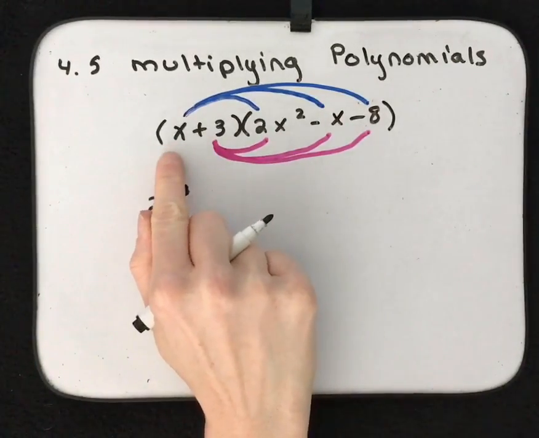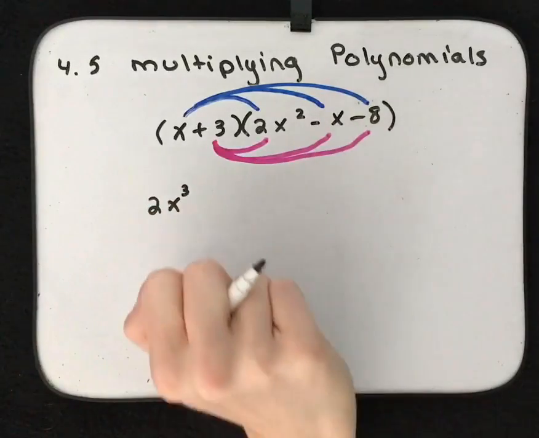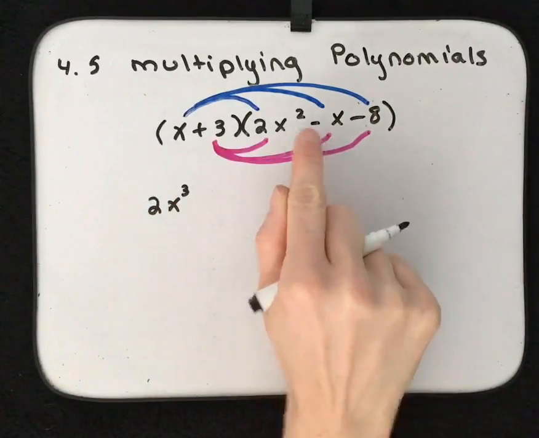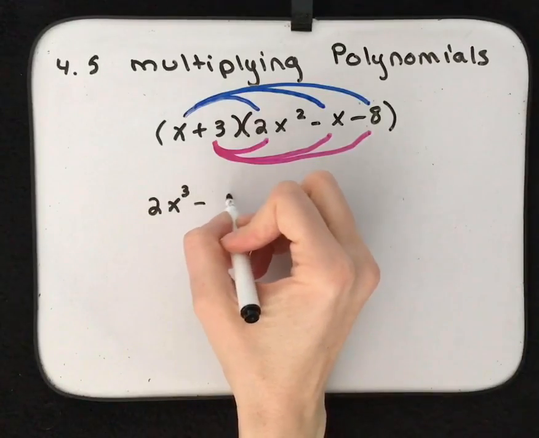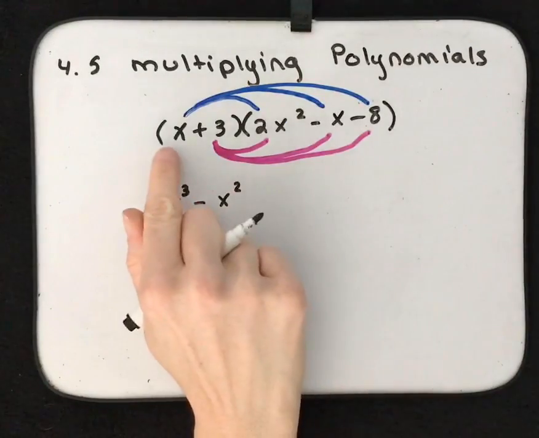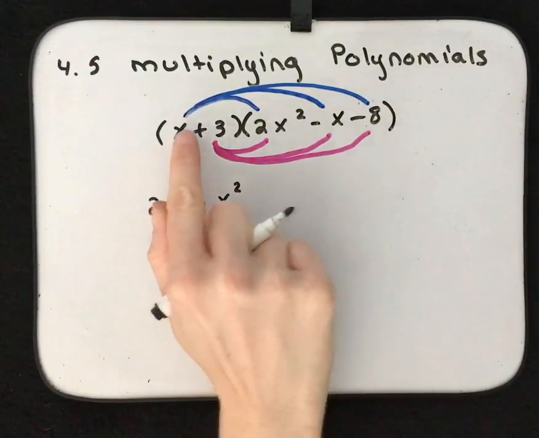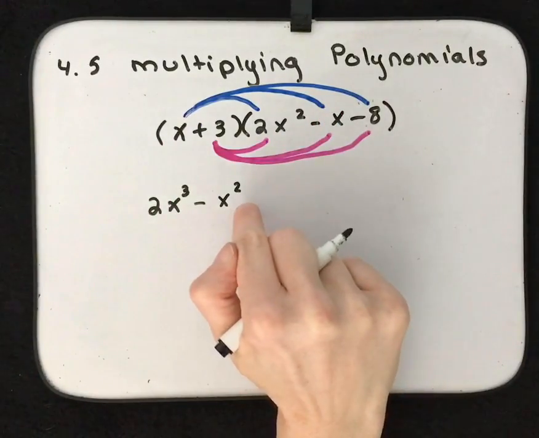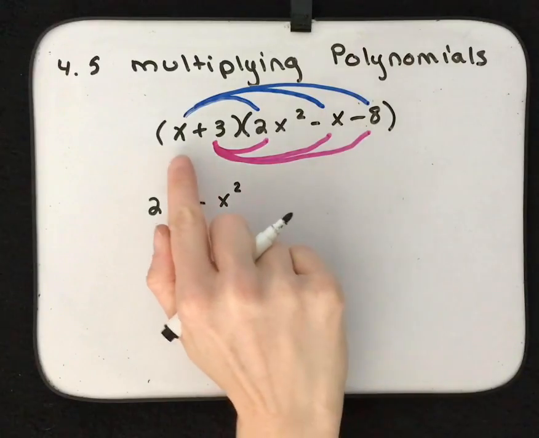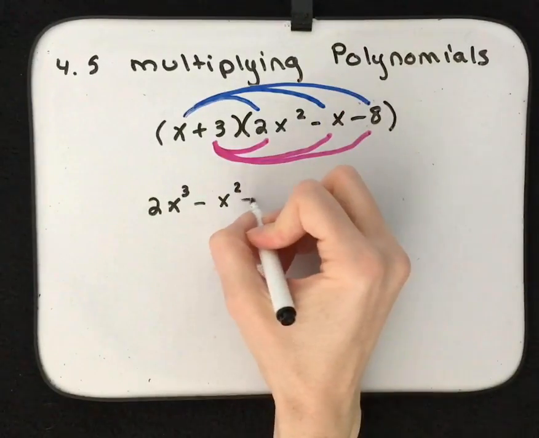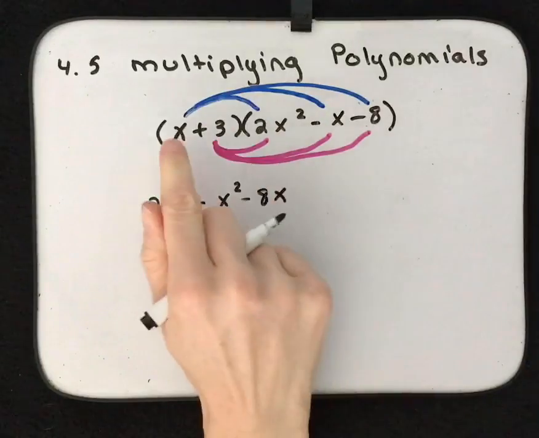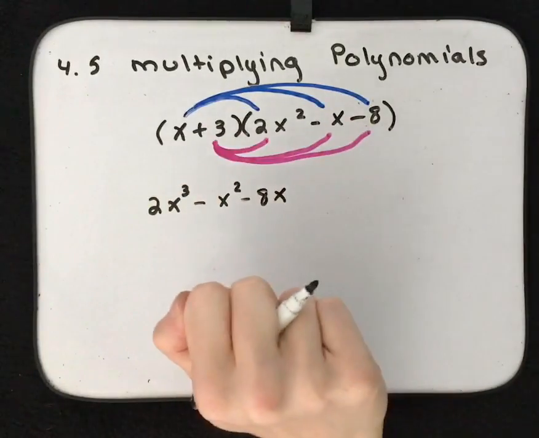Now stick with this one. Take that x and multiply it by each piece. So x times negative x gives us negative x squared. So essentially a 1 and a negative 1. So 1 times negative 1 is negative 1. 1 for the exponents, 1 plus 1 gives us 2. x times negative 8 is minus 8x. Now we're finished with the x. We've multiplied it through to each piece.